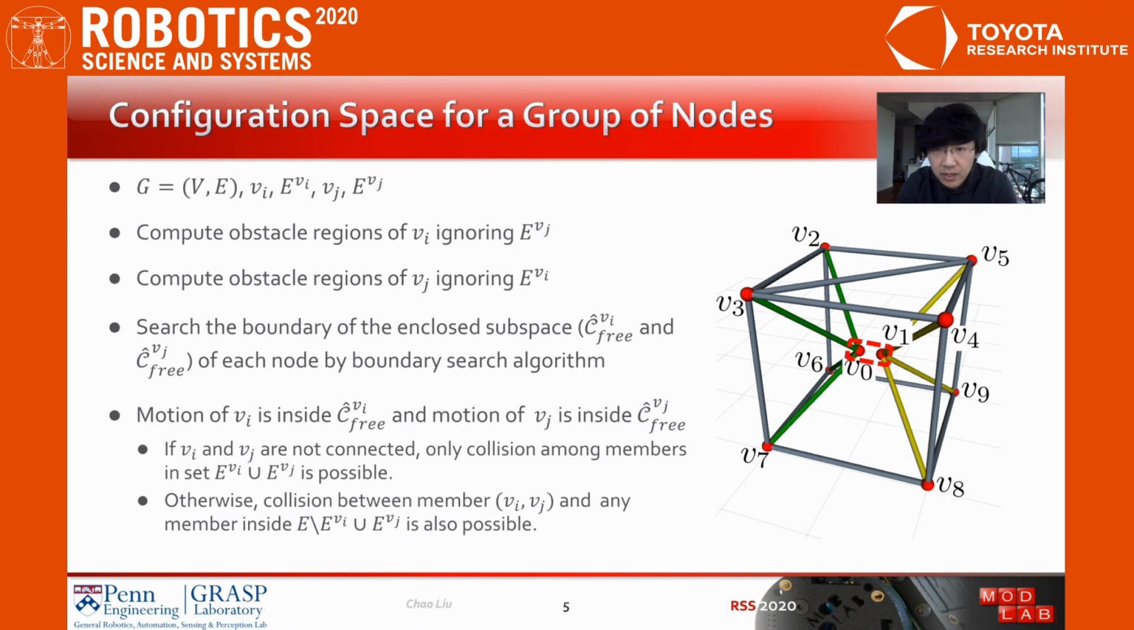If V0 and V1 are not connected, we only need to consider the collision among these colored members. Otherwise, we also need to consider collision between the member connecting them and other still members. In this way, the motion can be validated easily and efficiently.